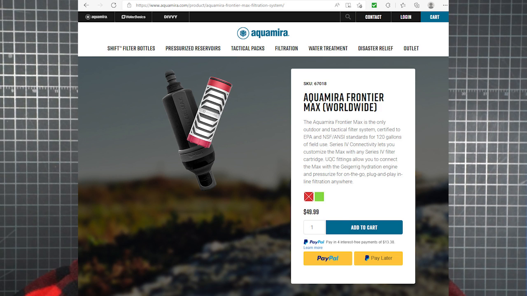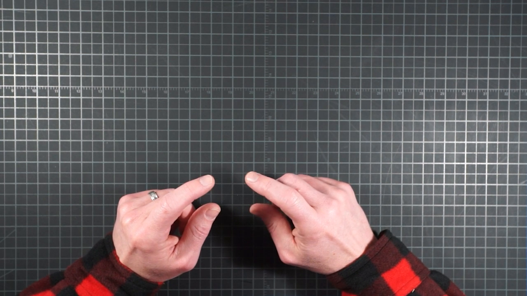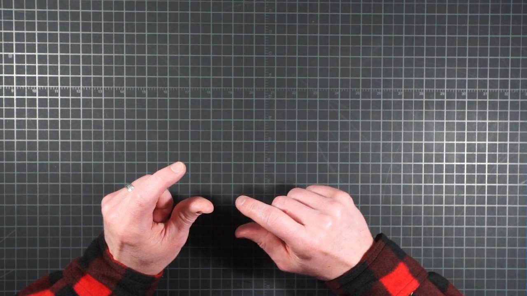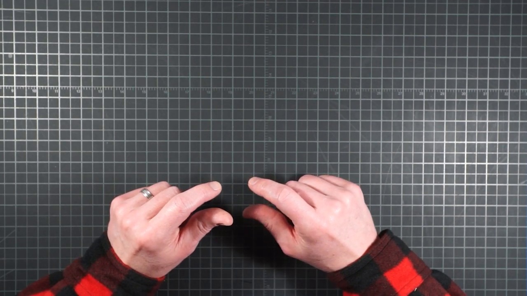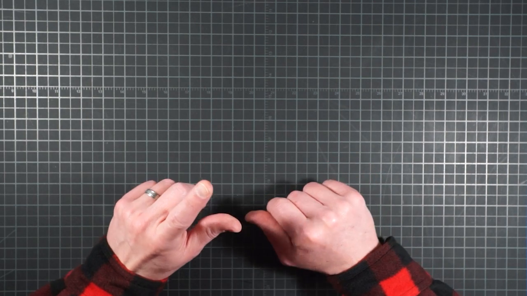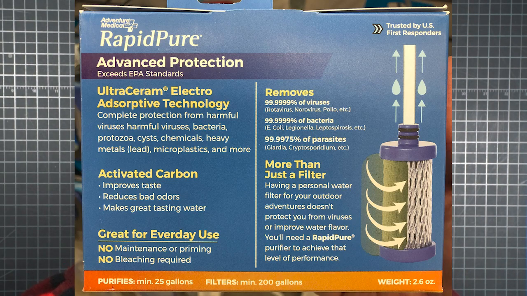Their red filter that includes virus adsorption is rated for 120 gallons, but the same size green cartridge for cyst and bacteria protection is good for 1,000 gallons. And if you think about it, a 2-stage filter that uses elements with significantly different capacities should have 2 different service lives as well, one for viruses and another for cysts and bacteria. And to their credit, RapidPure is rather upfront about this. Right on the box, they list 2 different limits.